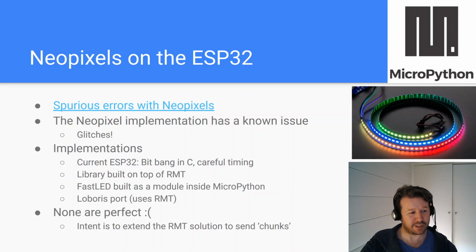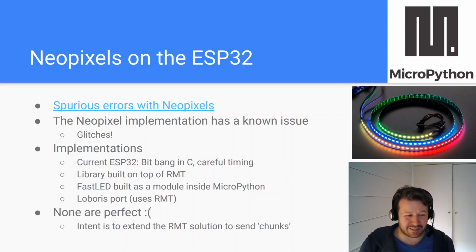Josh Lloyd has built a library on top of the RMT system. It does do quite accurate timing because it avoids the glitch the OS can trigger, but that uses quite a lot of memory at the moment. So that's an alternative way to drive your Neopixels.